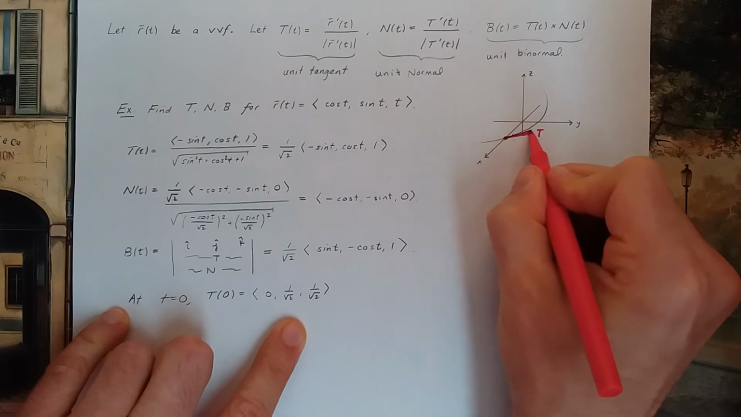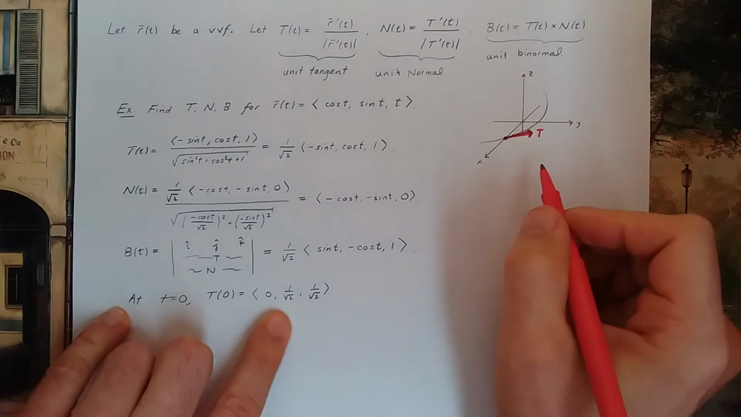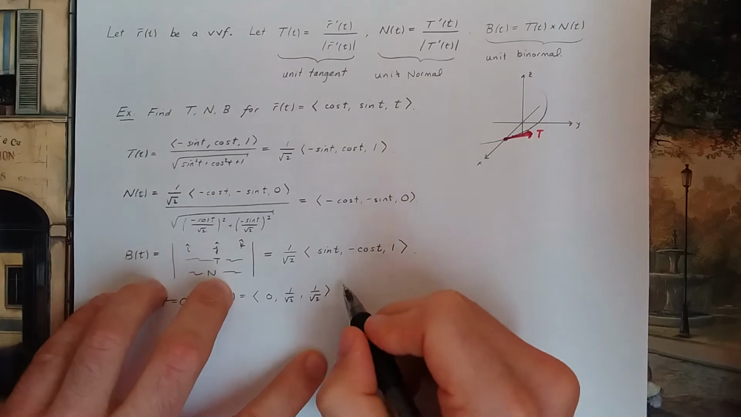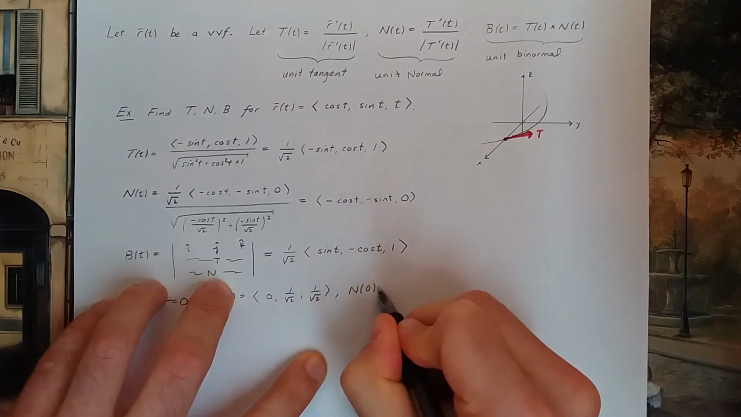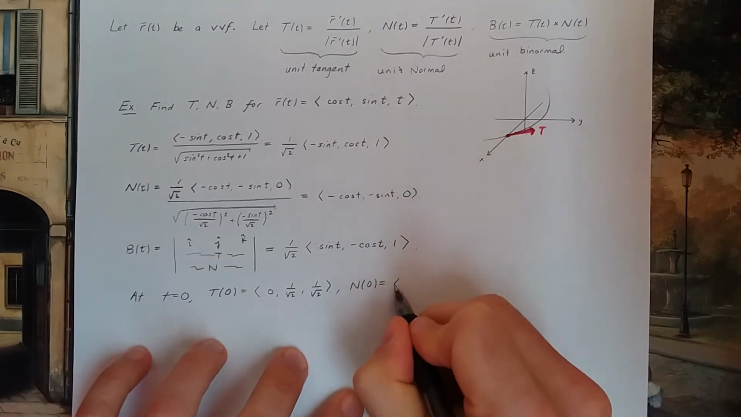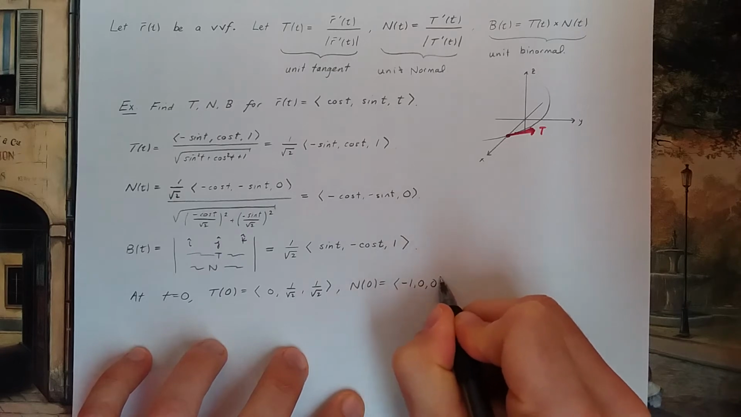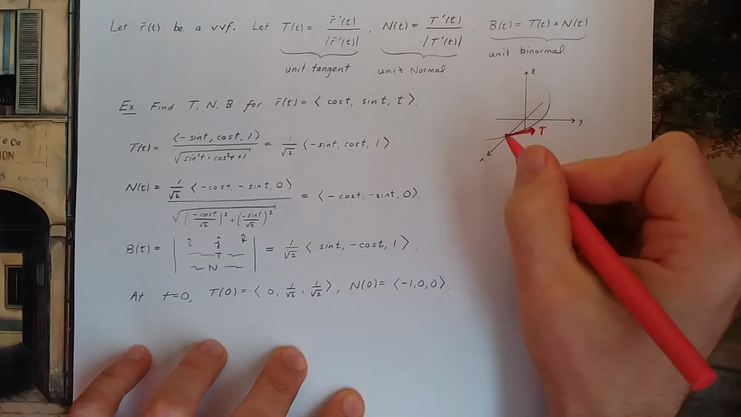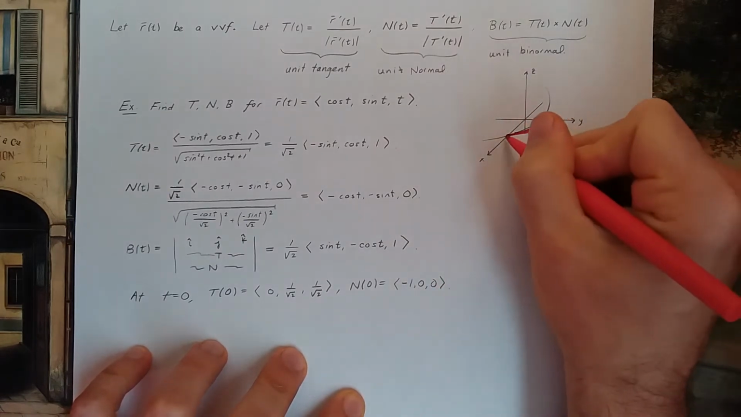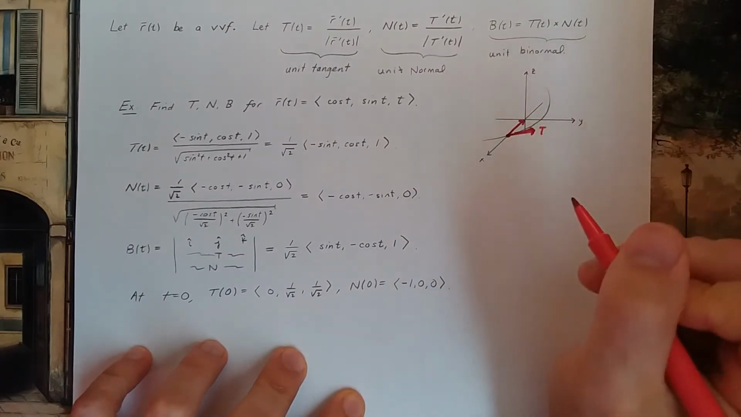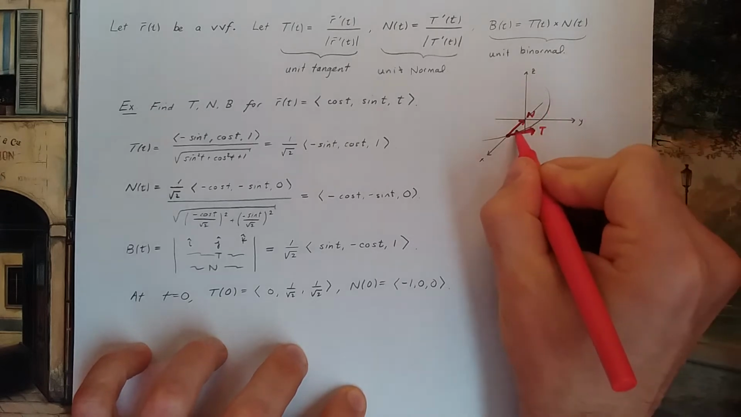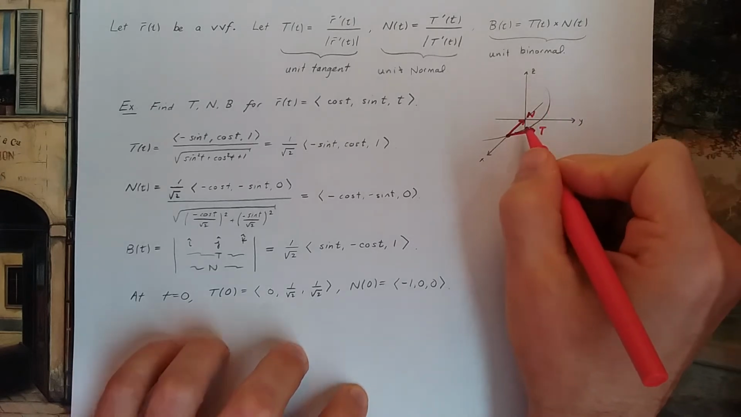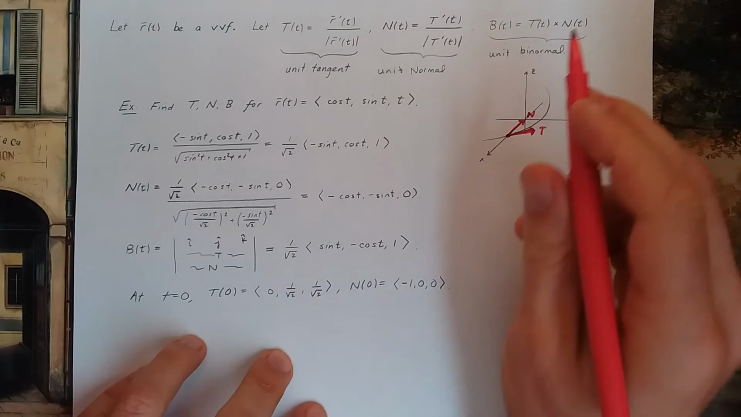Unit tangent vector, tangent to the curve. The unit normal vector turns out to be negative 1, 0, 0. So the unit normal vector is pointing in the direction of the negative x-axis. So there's my unit normal vector, n. The unit normal vector and the unit tangent vector are at 90-degree angles from one another.